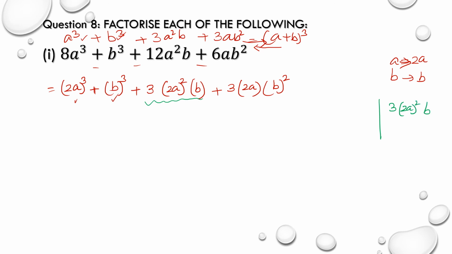3 2a whole square b. Now 2a whole square means 4a square into b. If you multiply, you get 12a square b. We have 12a square b. So it means we have written it correctly.